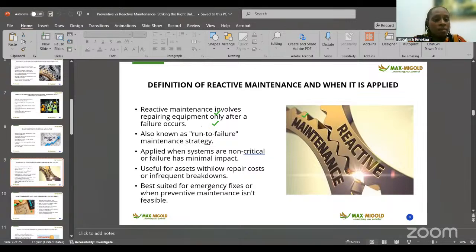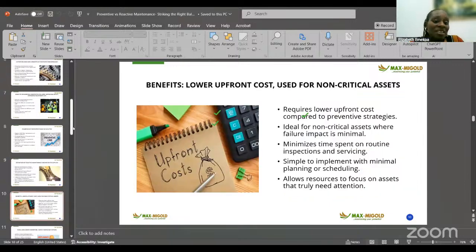Applied when systems are non-critical or failure has minimal impact. Useful for assets with low repair cost or infrequent breakdown. Just as I've mentioned, your bulb, your extension, your sockets, switches most times. Best suited for emergency fixes or when preventive maintenance isn't feasible. So it is just what I've explained. You've done your preventive maintenance or you did not do it at all. That is when reactive occurs.